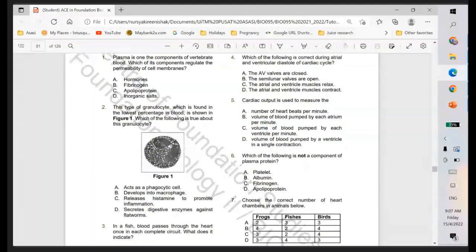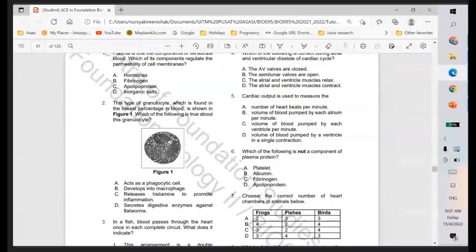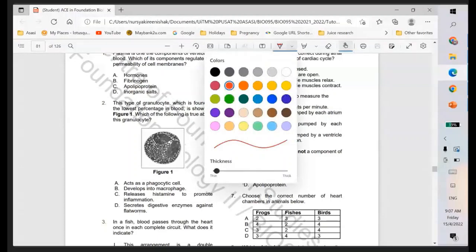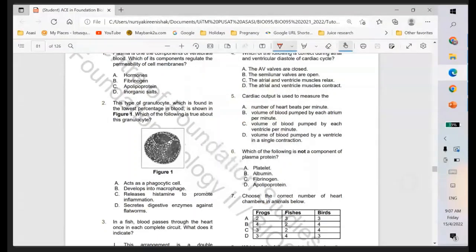For question 6, which of the following is not a component of plasma protein? My answer is A, platelet, because the plasma protein contain albumin, fibrinogen, lipoprotein.